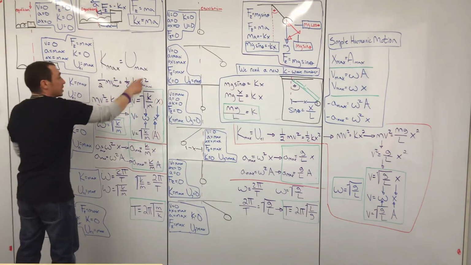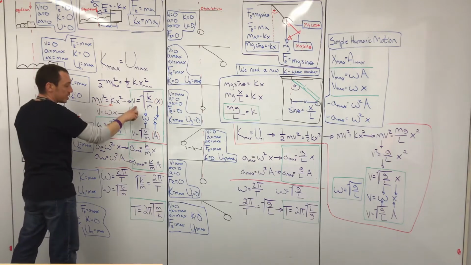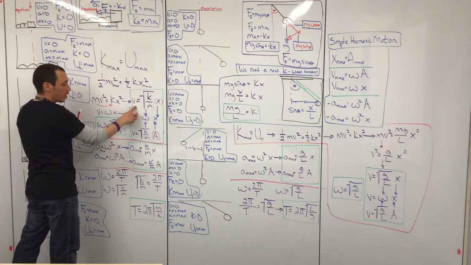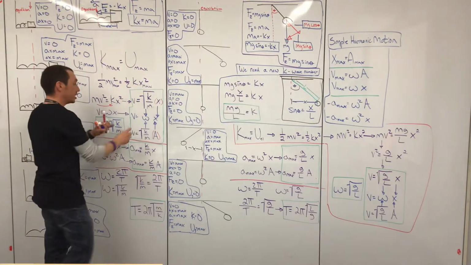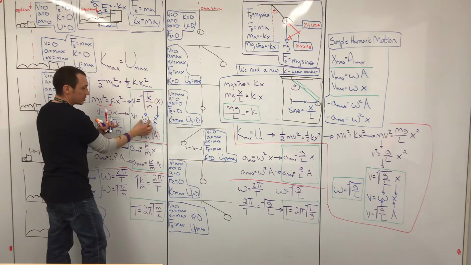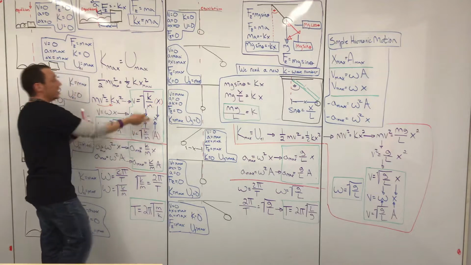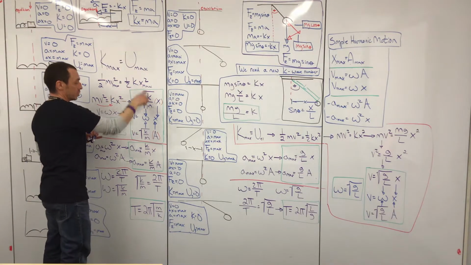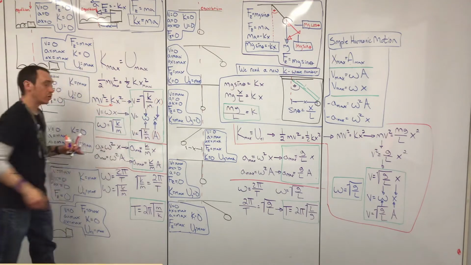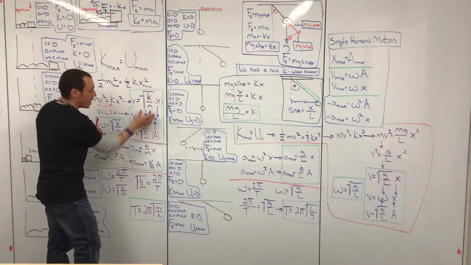So by using kinetic and potential energy, we solve for velocity. By solving for velocity and comparing it to our simple harmonic equation for velocity, we see that the square root of k over m is the omega, and this x is again what we've always called it. This x in here is displacement from equilibrium, so it doesn't change in this equation. So that's how we know what omega is.